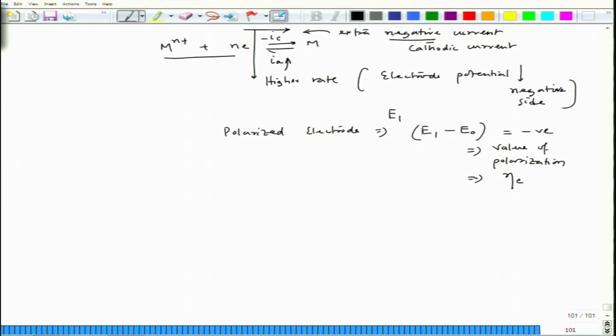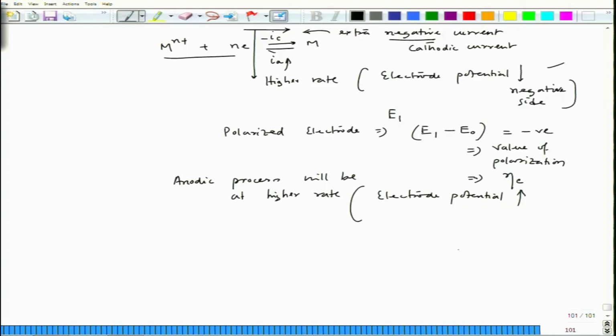Similarly, if we supply anodic current, then this anodic process will be at higher rate. The way we have discussed here, the electrode potential would increase from the standard value or the equilibrium value, and we also call it as polarized electrode, and that time if the potential goes to E2. So, E2 minus E0 is the positive quantity, since the potential has moved on the positive side, because we are actually taking this oxidation process at a much higher rate. So, this becomes the value of polarization.